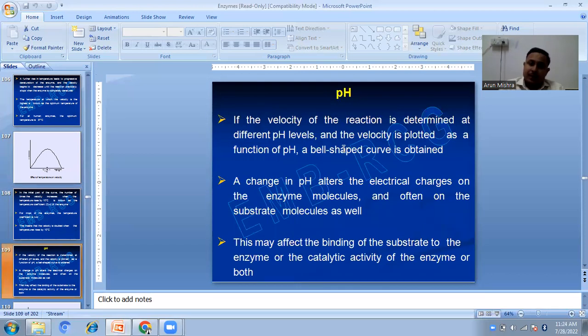Similar is the case with pH. If the velocity of reaction is determined at different pH levels and the velocity is plotted as a function of pH, a bell-shaped curve is obtained. A change in pH alters the electric charges on the enzyme molecule and often on the substrate molecule as well. This may affect the binding of substrate to the enzyme or the catalytic activity of the enzyme or both.